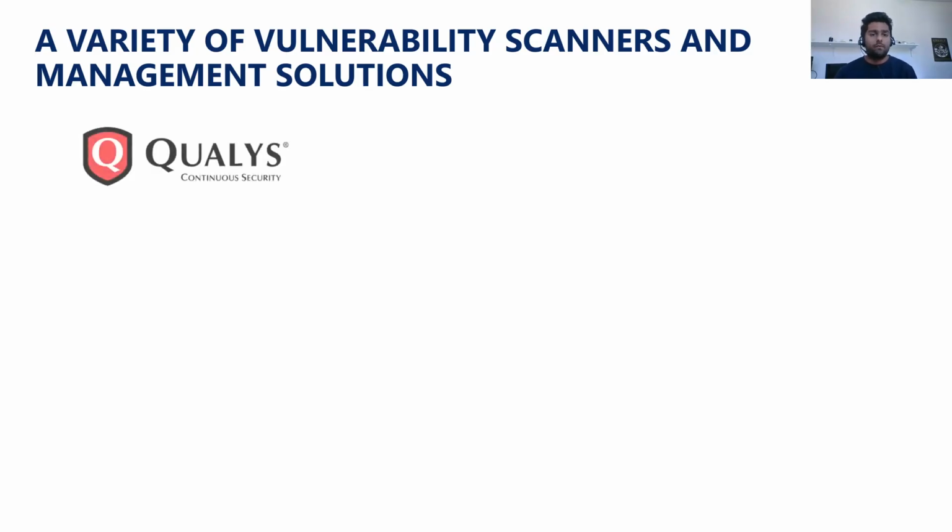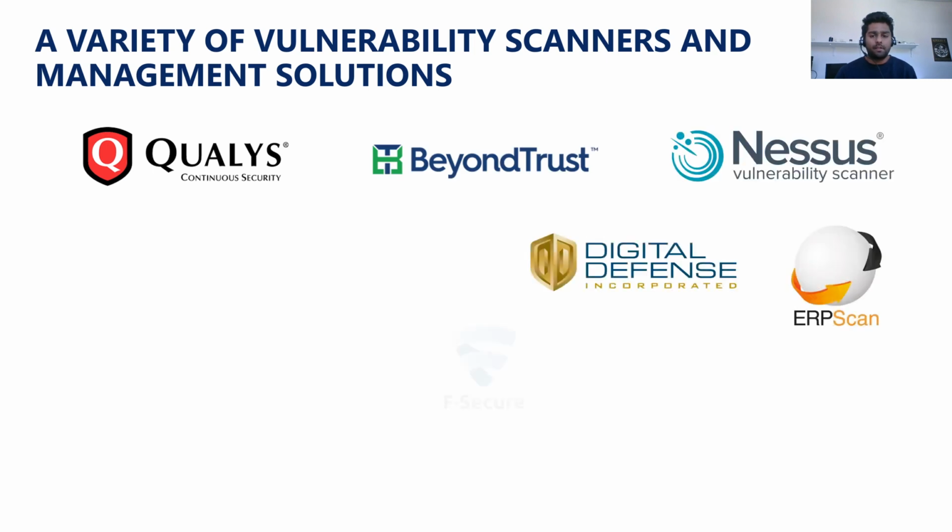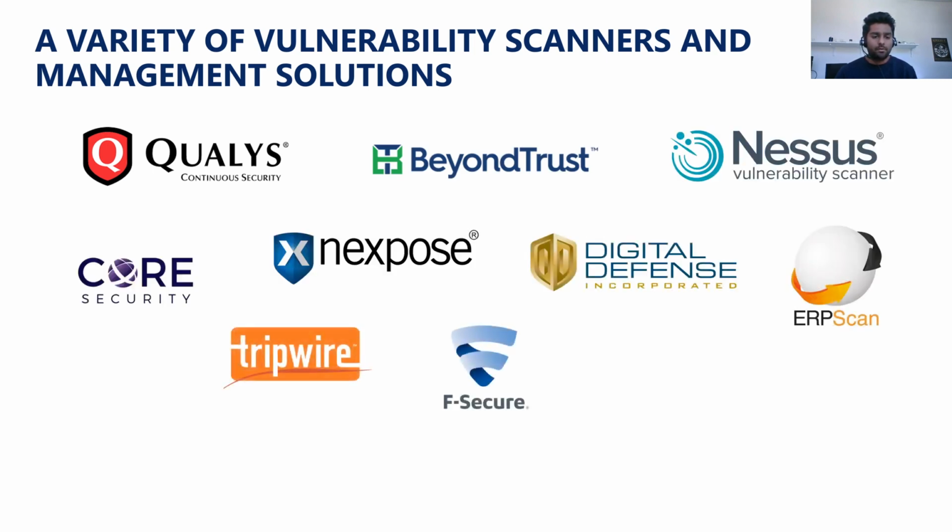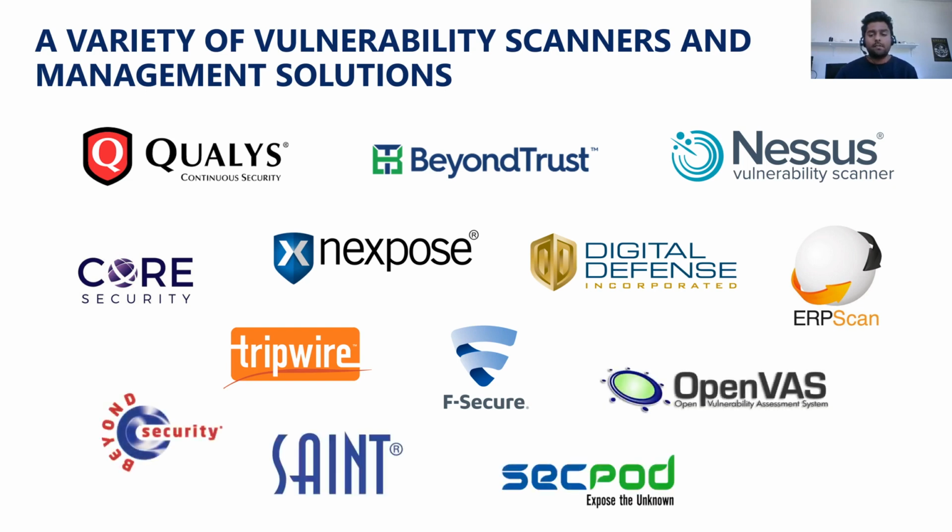So there are a variety of vulnerability scanners in the market: Qualys, BeyondTrust, Nessus, AppSecure, Nexpose from Rapid7, Beyond Security, and so on. OpenVAS is an open source vulnerability assessment system. So you can choose any of them. Based on that, you would build your vulnerability management program. Out of so many vulnerability scanners and vulnerability management solutions, how can we choose the best vendor for us? I'm going to give you the evaluation criteria in a later slide so that you can choose the best vendor for your organization's need.